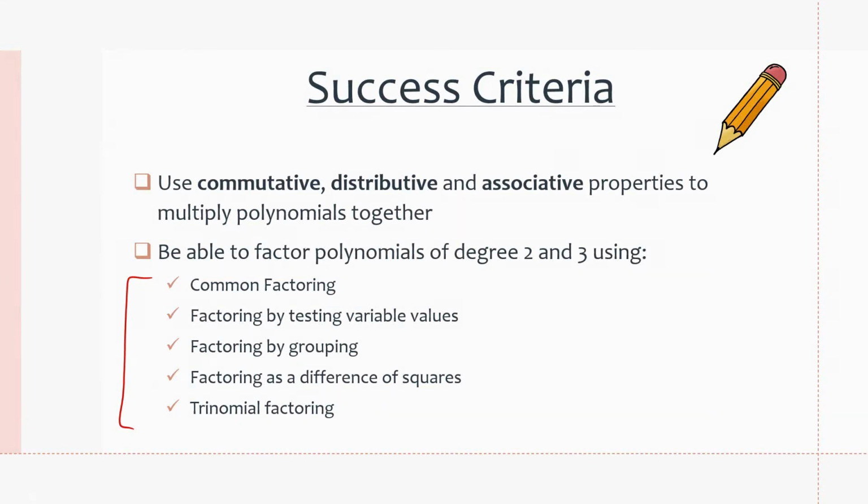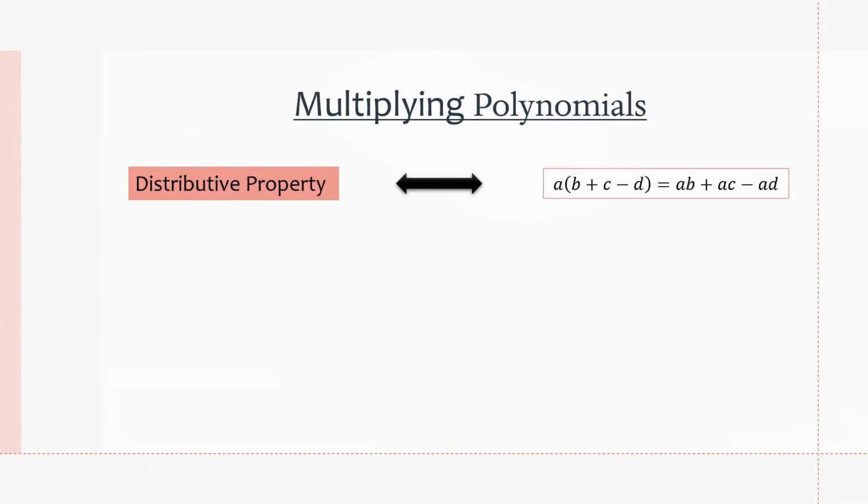So here we go. First, let's look at the three properties we need to know to multiply polynomials. We already have learned the distributive property, which we use to multiply the term outside the brackets to each term inside brackets. So in this example, we just take A, multiply by B, then multiply by C, and then multiply by negative D, and then we get this final expression over here, right? We already know this one.